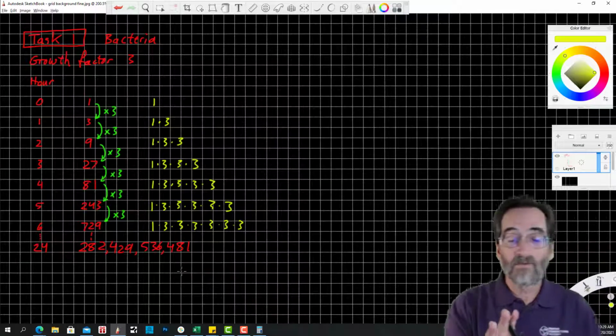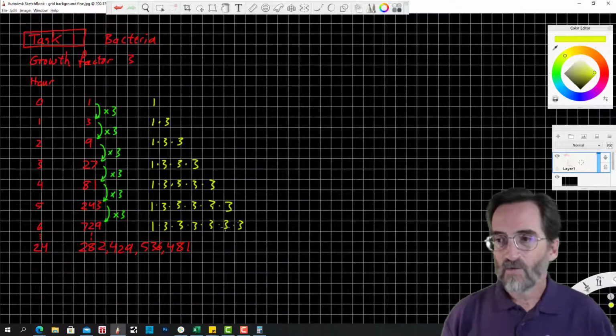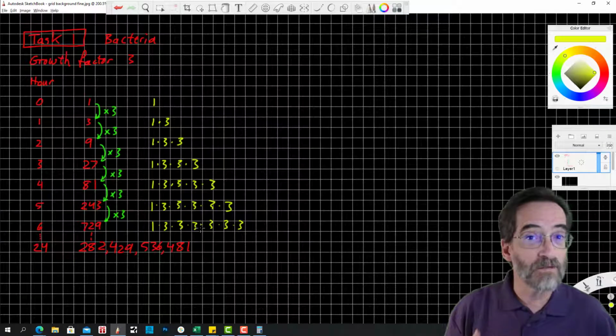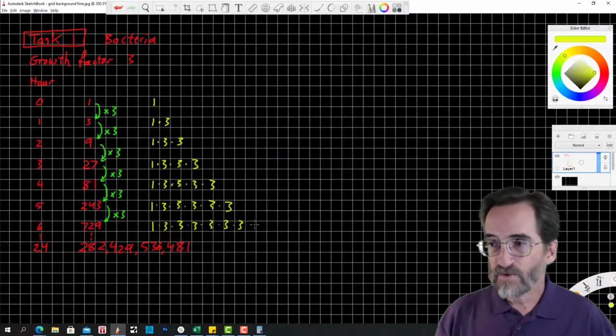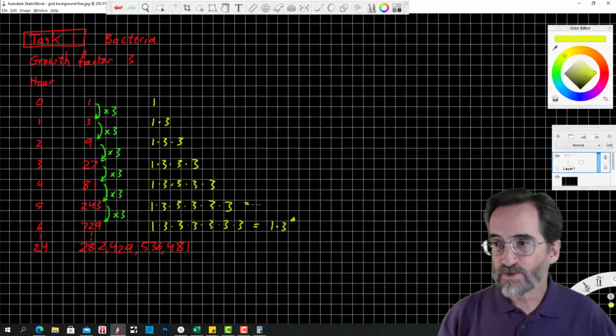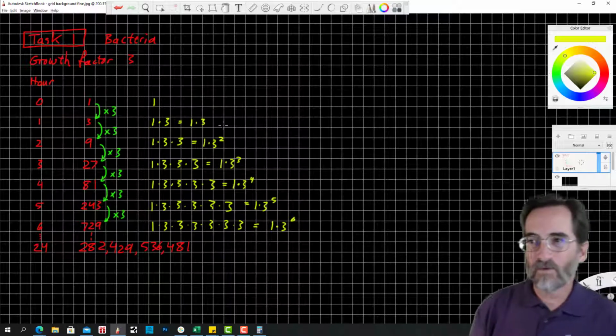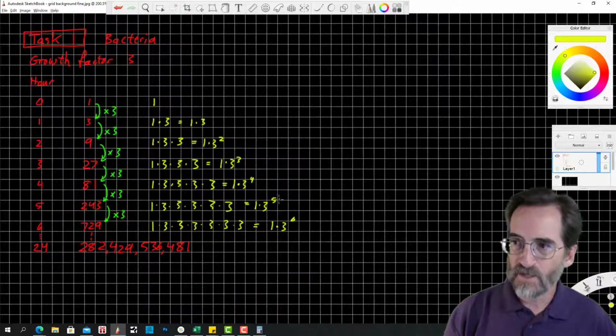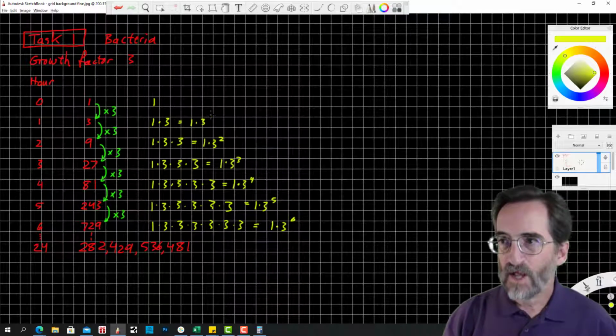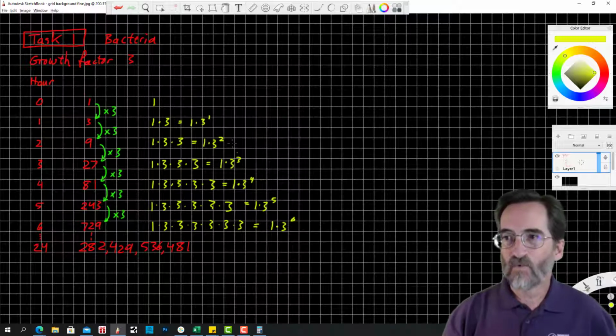But again, mathematicians ask, is there a shorter way to write this? Well, this is repeated multiplication, and we learned that to write repeated multiplication, we use exponents. So this is just 1 times 3 to the 6th power. This is 1 times 3 to the 5th power, 1 times 3 to the 4th, 1 times 3 to the 3rd, 1 times 3 to the 2nd. And 1 times 3, but I'm going to follow the pattern. Look at the pattern. The exponents are going 6, 5, 4, 3, 2, and 1.